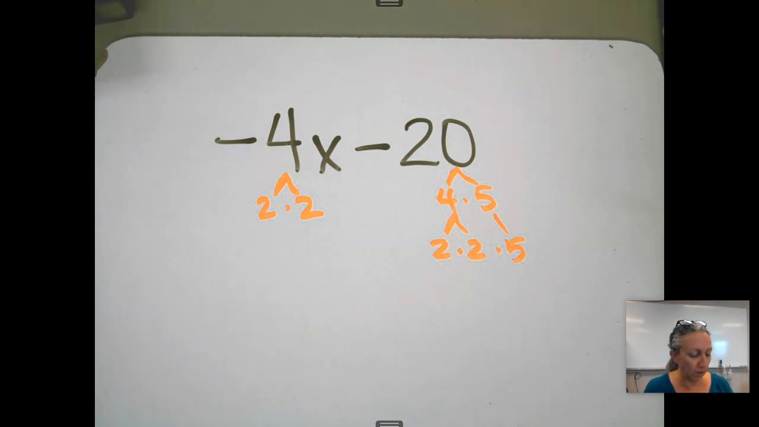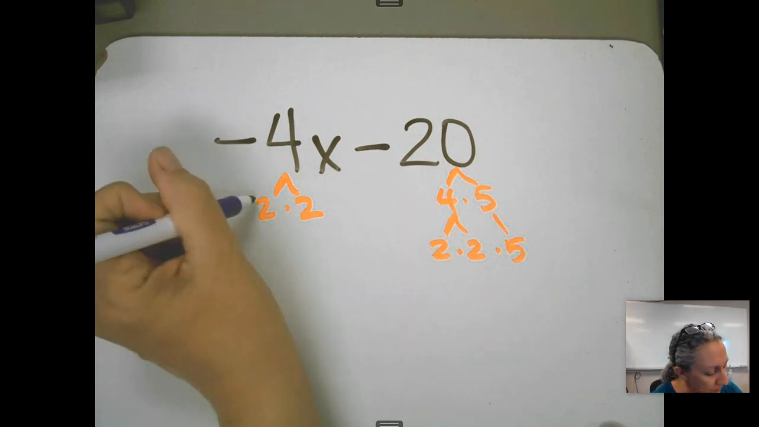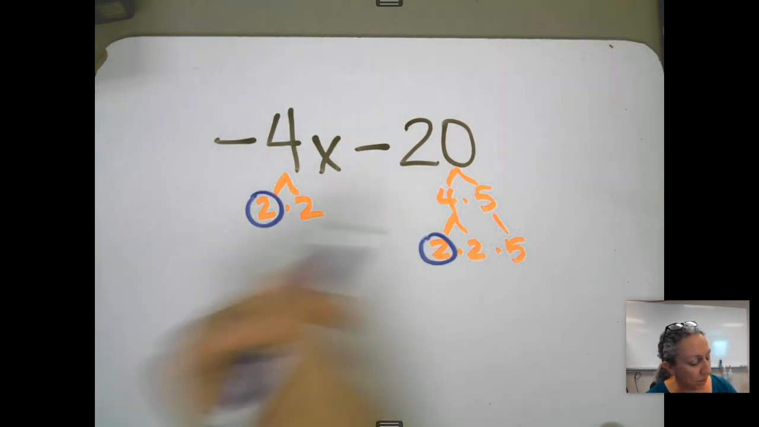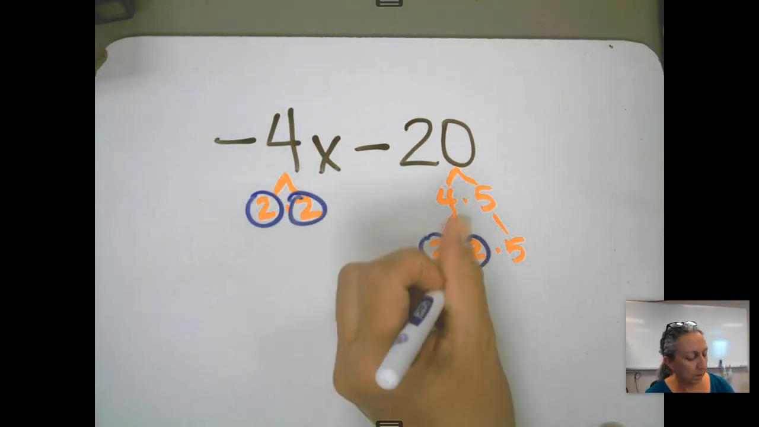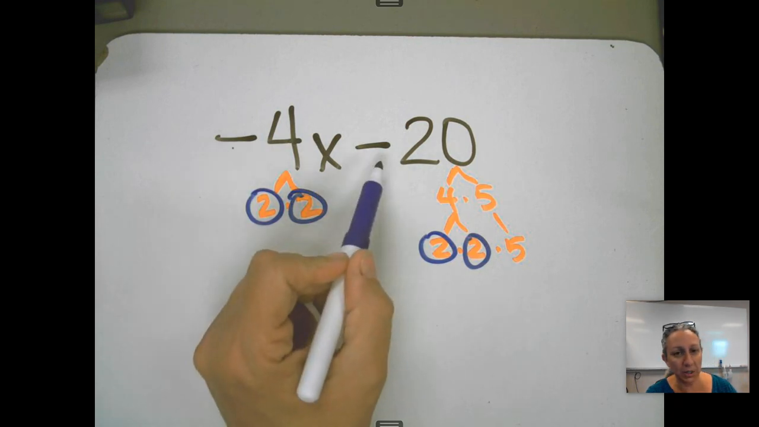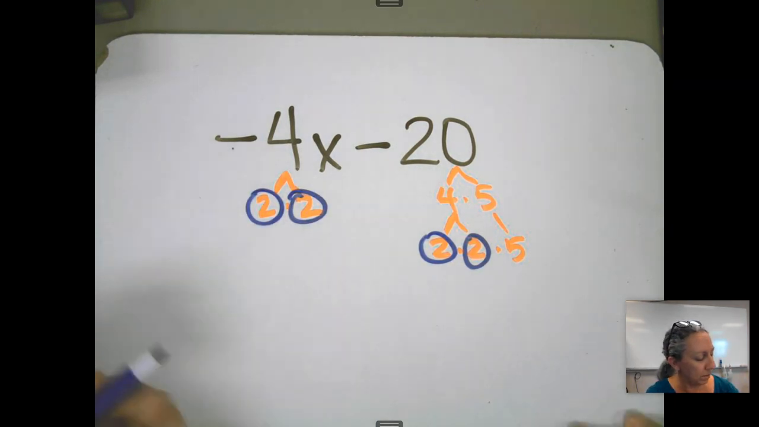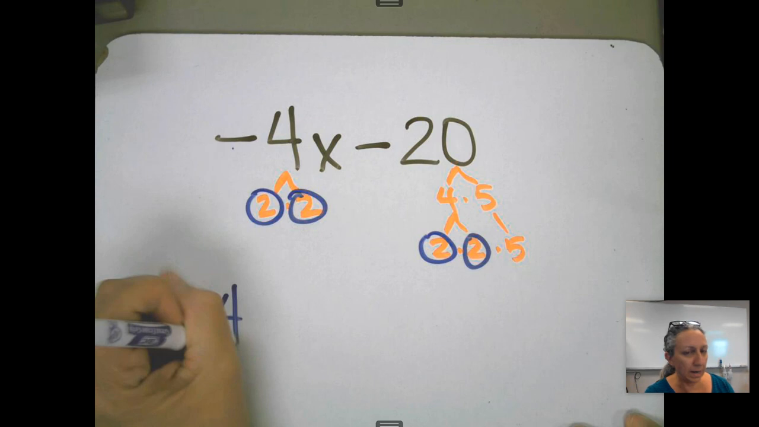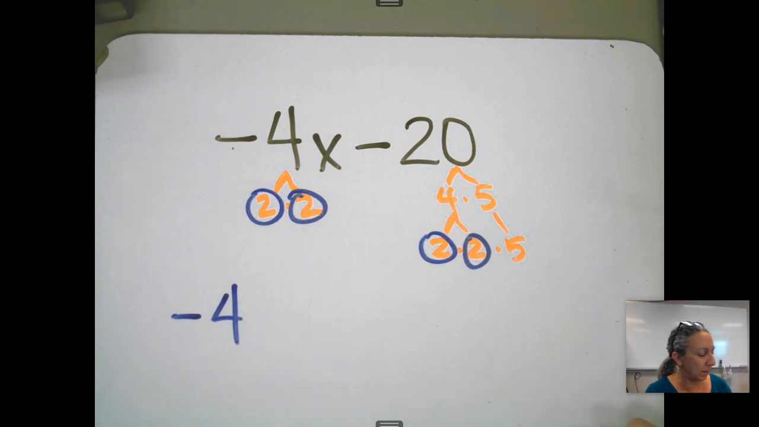So what do they have in common that I can take out? Well, they both have a 2. And they both have another 2. So 2 times 2 is 4. So I can take 4 out. And since I have 2 negative signs, I could actually take negative 4 out and get rid of that negative sign. But you don't have to. Either way is technically true.